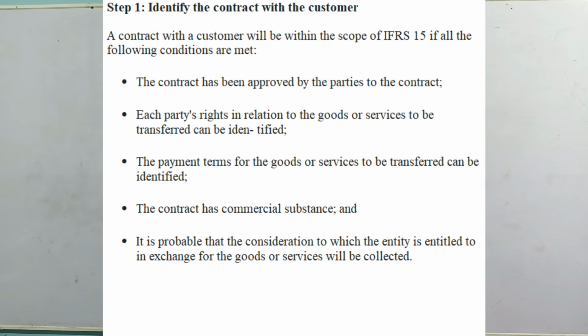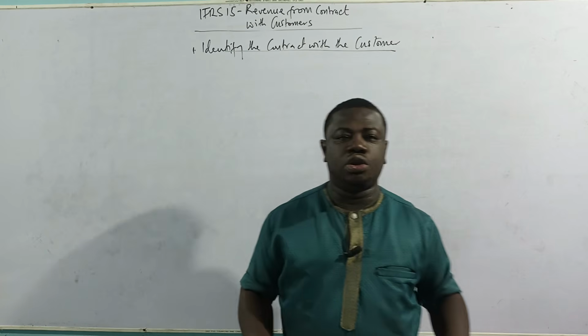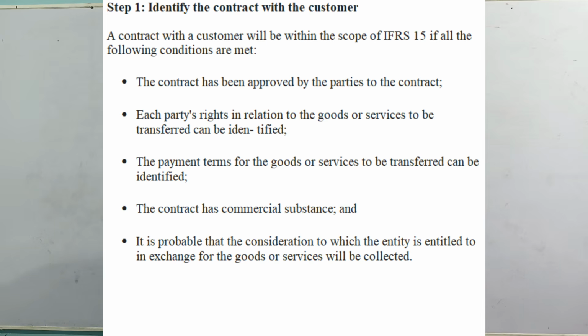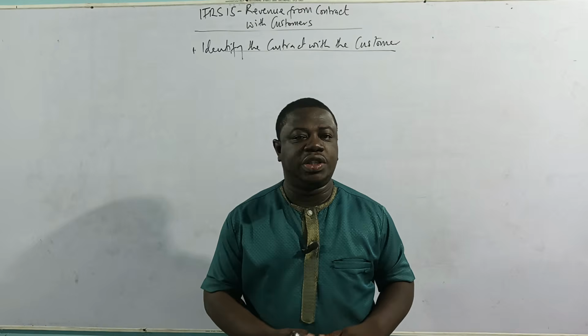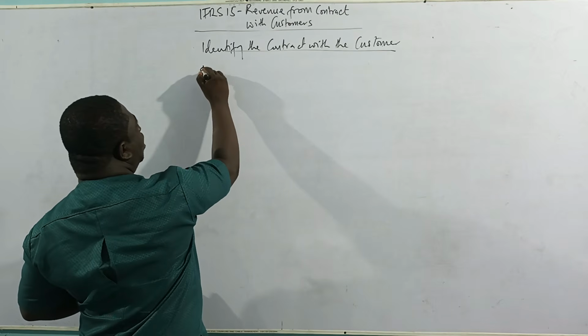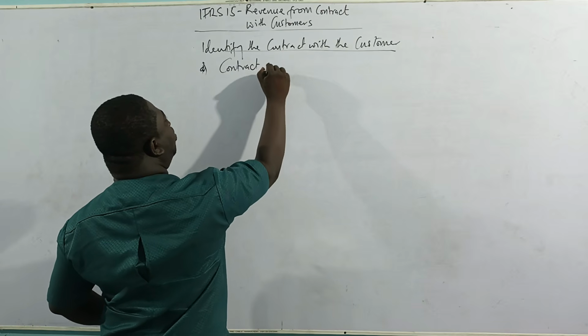The first one is that the contract has been approved by the parties to the contract. The contract has been approved. So if there is no approval, there is no contract. The second one says that each party's rights in relation to the goods or services to be transferred can be identified. So you see, the first one is that there should be contract approval. I'm trying to make it quite easier. So there should be contract approval.